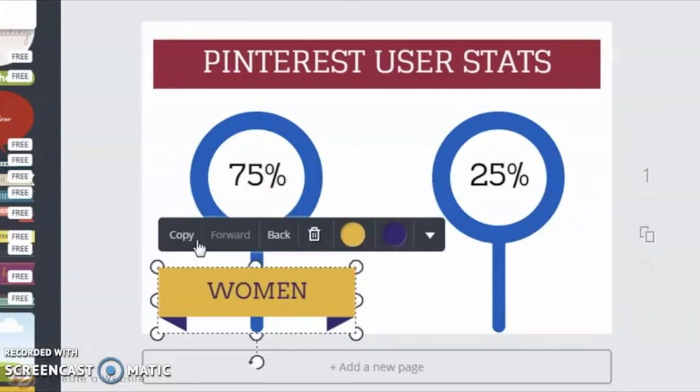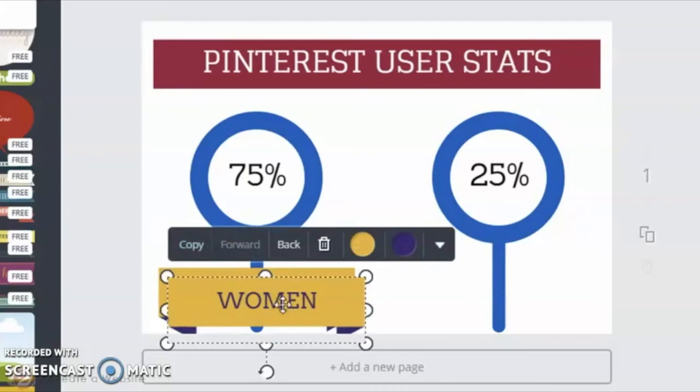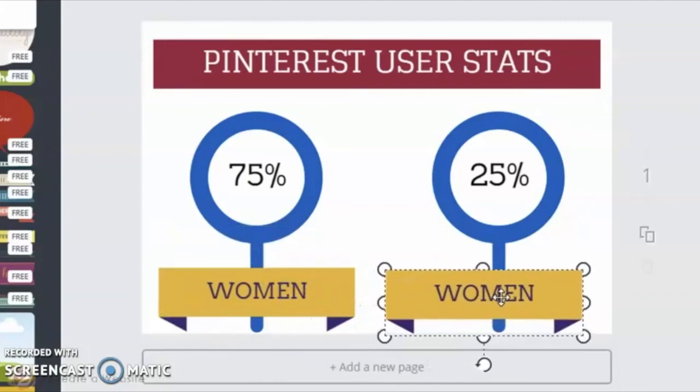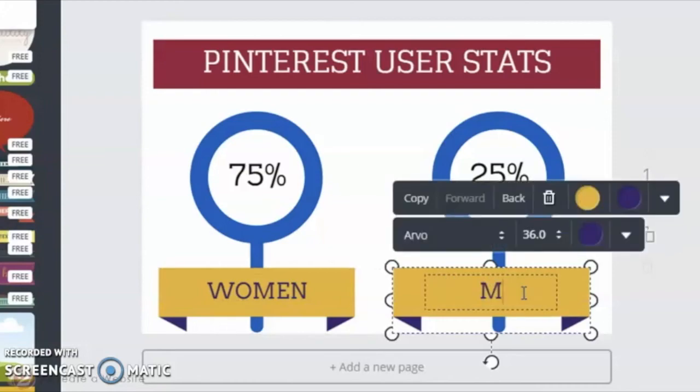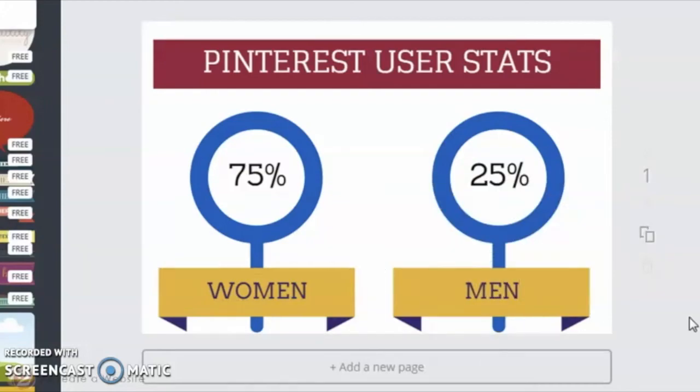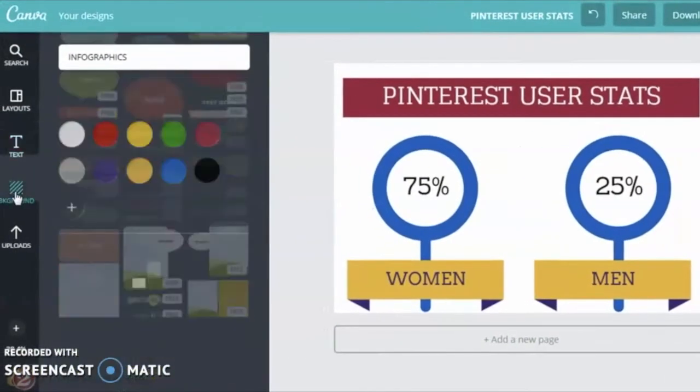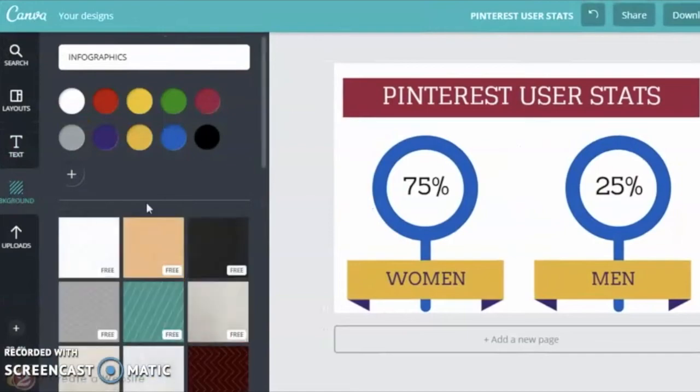And now we can copy this, drag it on over so we get our little lines. We know it's centered. Type men. Bam. How easy is that? Now we can also add a background if we want, or you could leave it white. It's up to you.